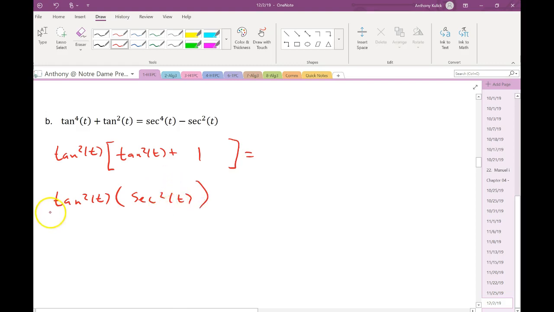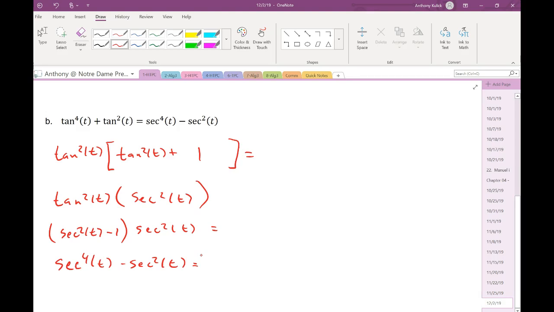And Sam says he can turn tan squared into secant squared minus 1 using the same identity. And then you distribute them out. Exactly right, Bella. And we get exactly what you're supposed to. Here we go. I'm pretty pleased with how quickly that came together.